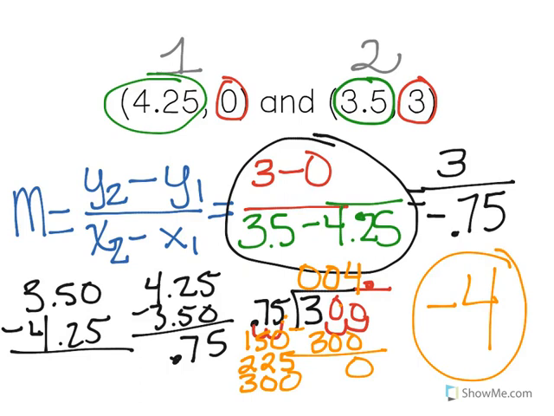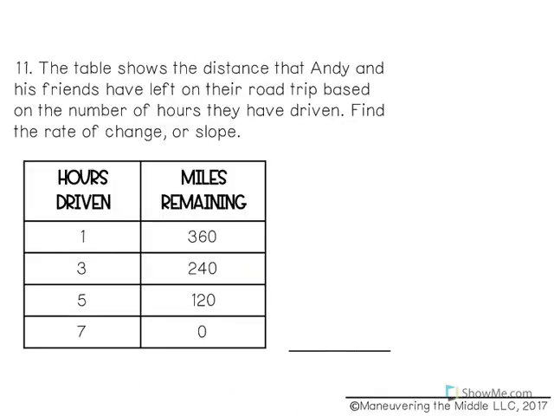Let's try one more problem, and this time we'll try it in a table. Okay, so here's another example, and this one is a table. The table shows the distance that Andy and his friends have left on the road trip based on the number of hours they have driven. Find the rate of change or slope.